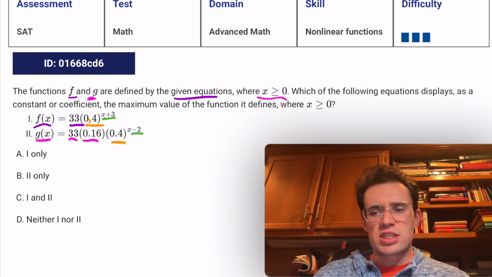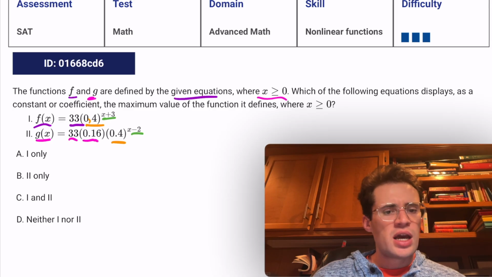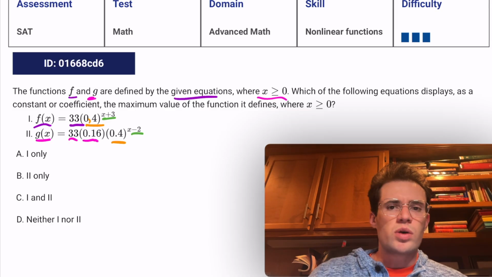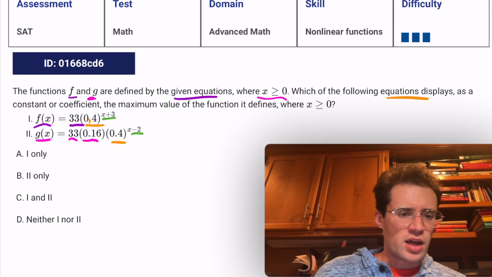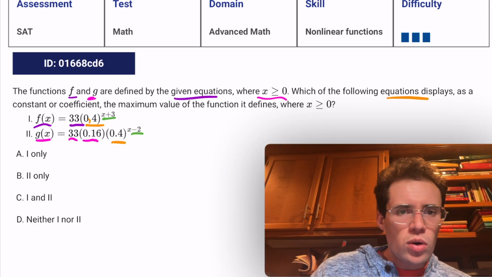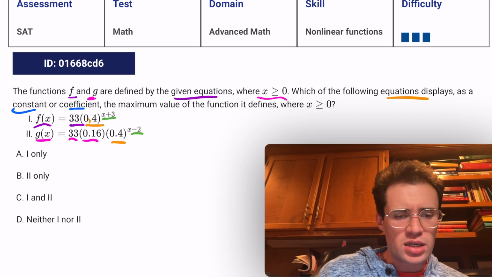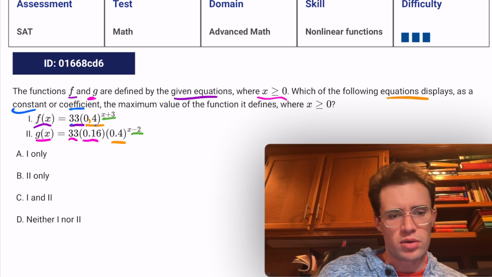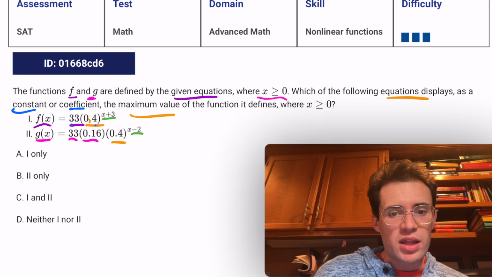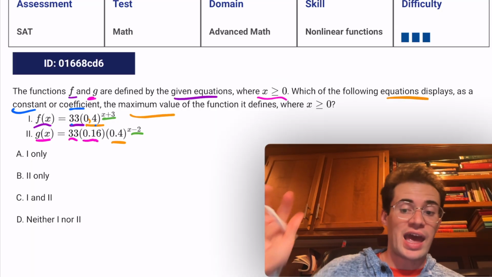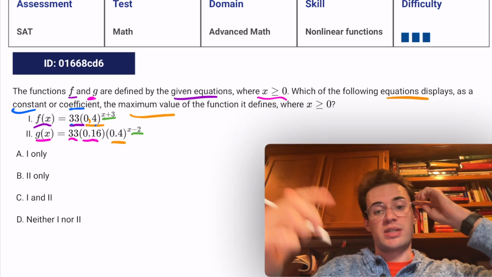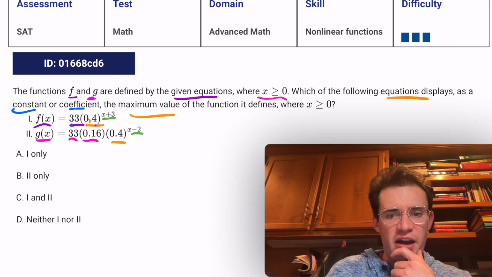Which of the following equations displays as a constant or coefficient the maximum value of the function it defines where x is greater than or equal to 0? Which of the following equations, so either f of x or g of x or both or neither, displays as a constant or coefficient, any of the numbers on here, so 33, the 0.4, the 33, the 0.16, the 0.4, the maximum value. Oh, that's why the x is greater than 0 part matters, because if it's decay, technically, if you go to negative values, then since it was decaying before that, it's continuing to decay, it would go up to infinity. Maximum value of the function it defines where x is greater than or equal to 0.